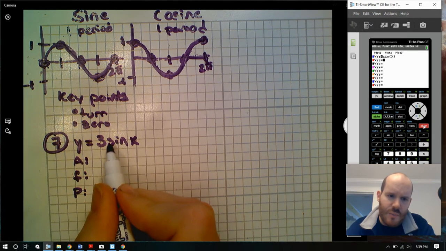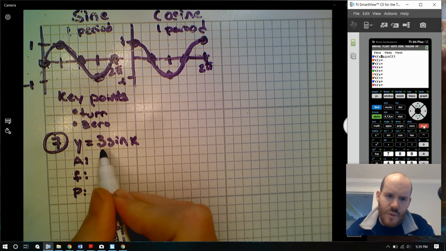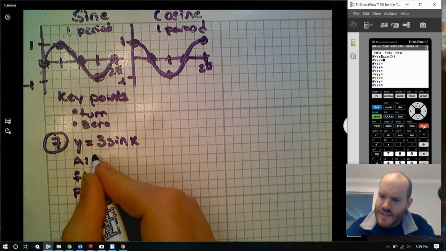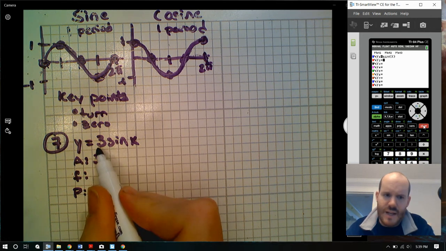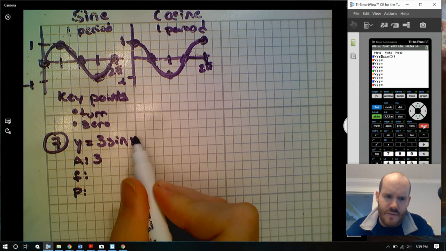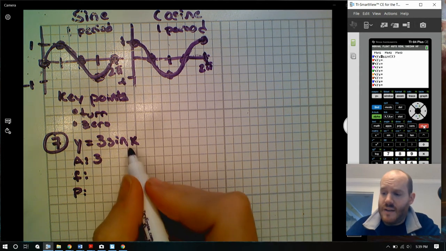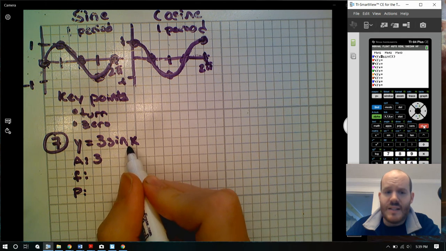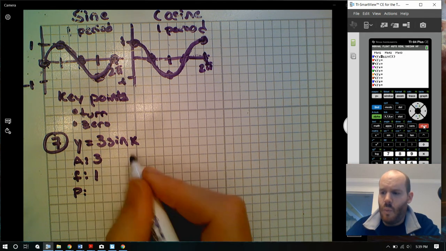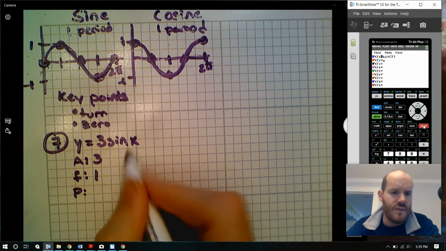So the amplitude, well, that really is determined by that coefficient of the trig function. So this has an amplitude of 3. It's going to deviate 3 times more than just the regular sine function from its average. The second value that I'm going to identify is the frequency, and we've seen that that is the coefficient of the x value. So I have a frequency of 1, because that's really the coefficient of x there.